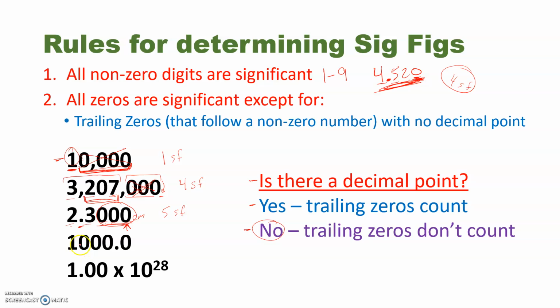To keep moving here, there is a decimal, yes. So all of these count and this counts. They're all trailing. So 1, 2, 3, 4, 5 sig figs. And then if you remember back in scientific notation, all scientific notation numbers are significant. And when I say all of them, I mean the ones up here. These don't count. So this is 3 sig figs.